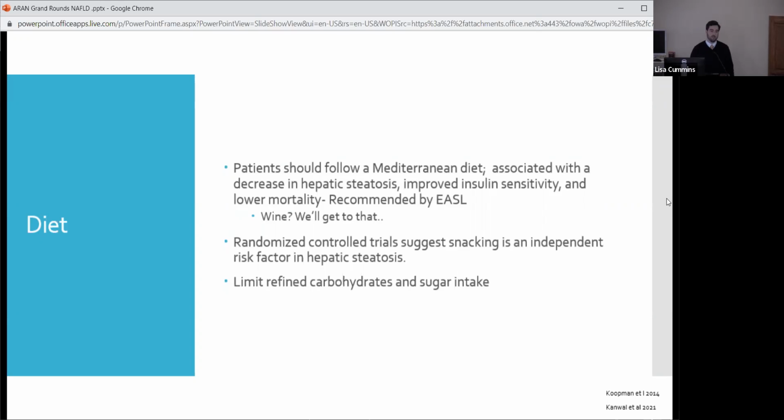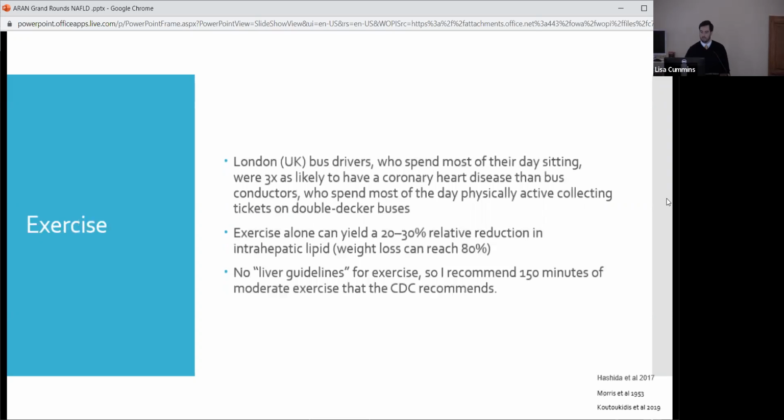Randomized controlled trials show snacking as an independent risk factor for fatty liver disease, and obviously limiting refined carbohydrates. That's a pretty easy one that I think we all can recommend. I've always liked this Lancet study they did.